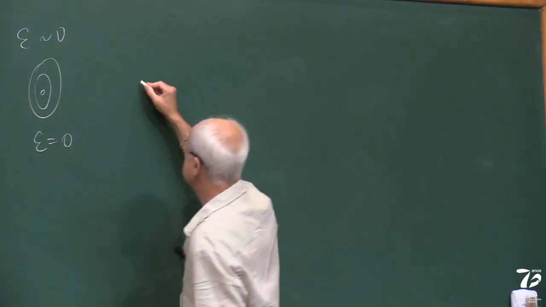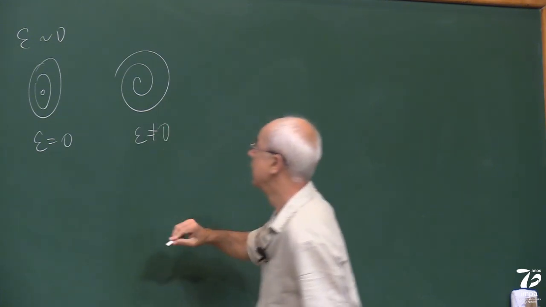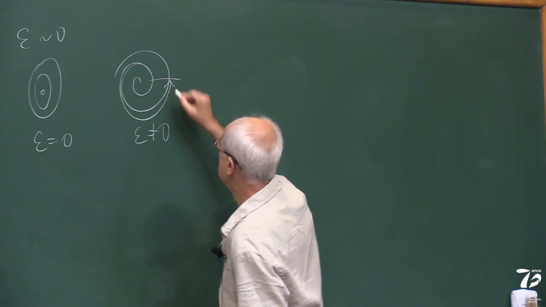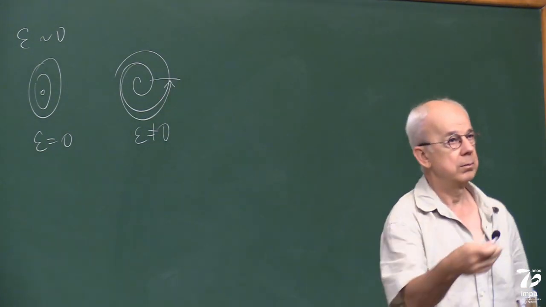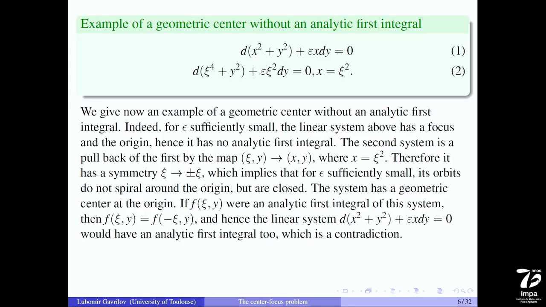Epsilon 0. And this is epsilon non-zero. And when you study this return map, we can describe analytically. The leading term will be given with some Abelian integral, or something more complicated than that, like an iterated integral. And it will be a center if this integral is zero.